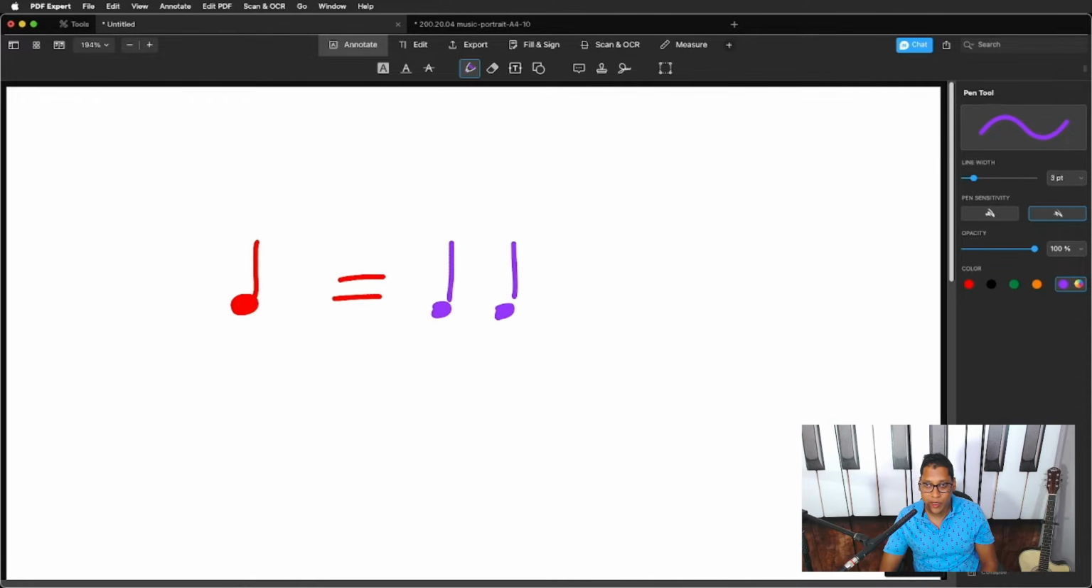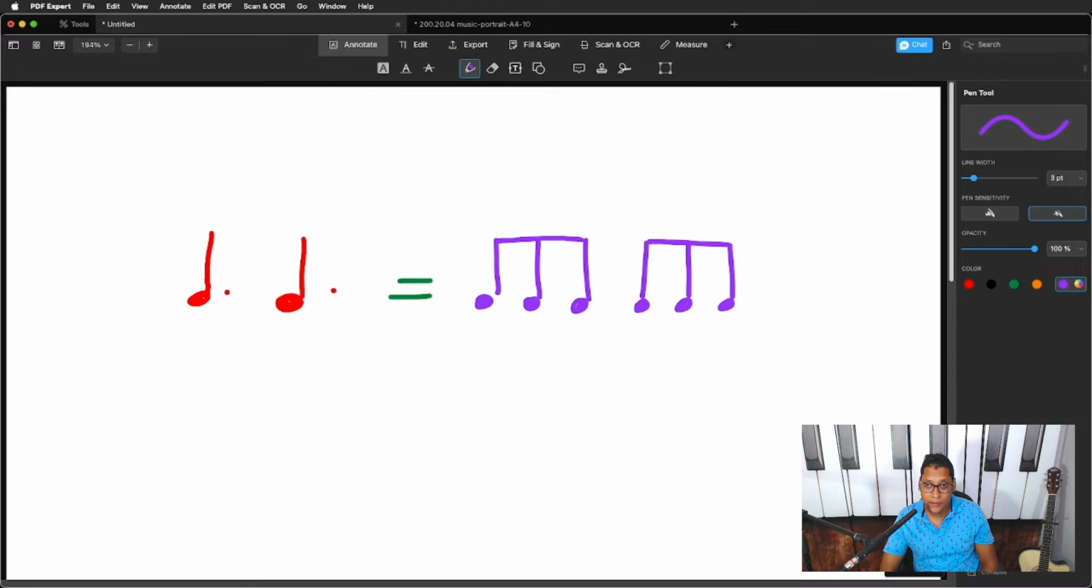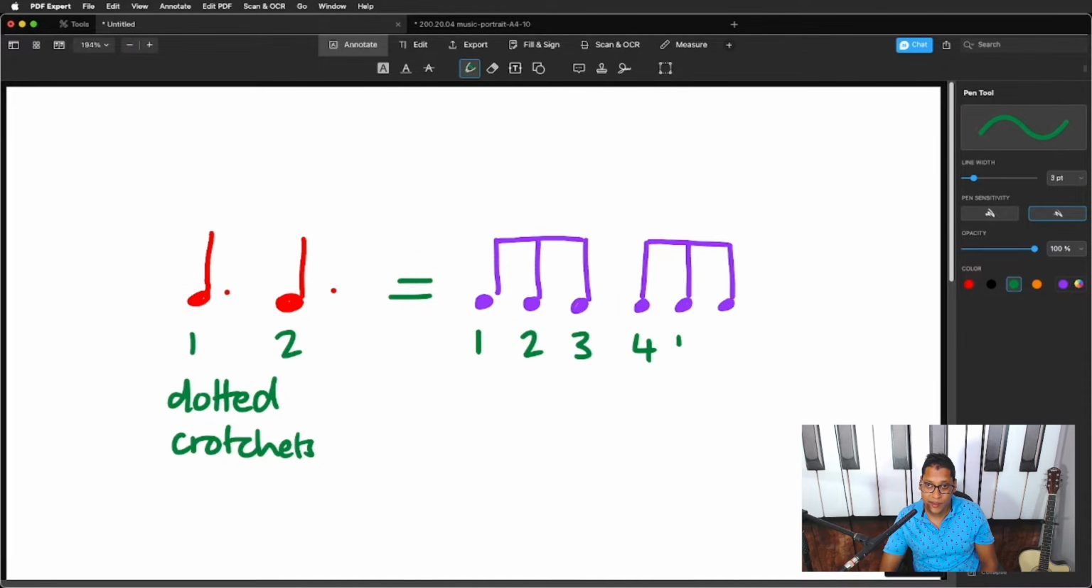A crotchet is worth 2 quavers, but a dotted crotchet is worth 3 quavers. And since we have 2 dotted crotchets in each bar in the time signature of 6/8, and each of these dotted crotchets equals 3 quavers, we would therefore have 6 quavers in the bar in total, because 2 times 3 equals 6. And this is where the 6/8 numbers come from in that time signature.